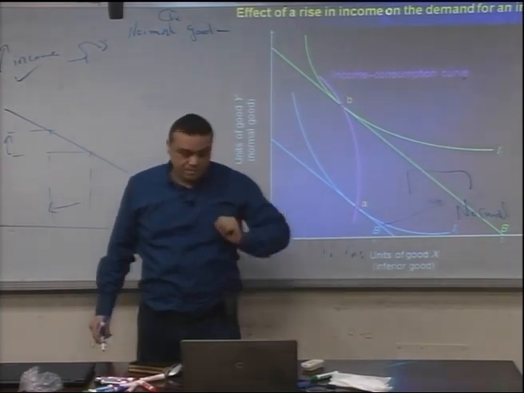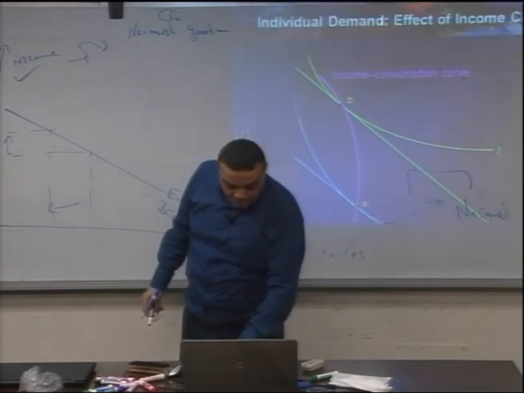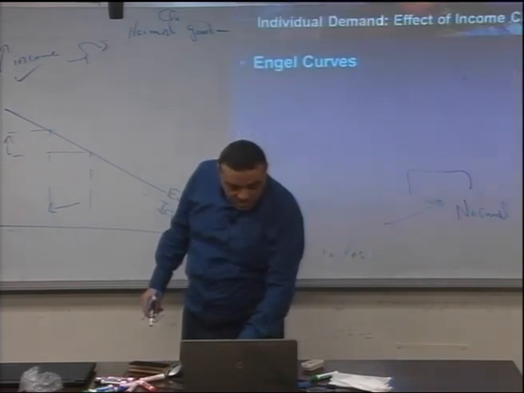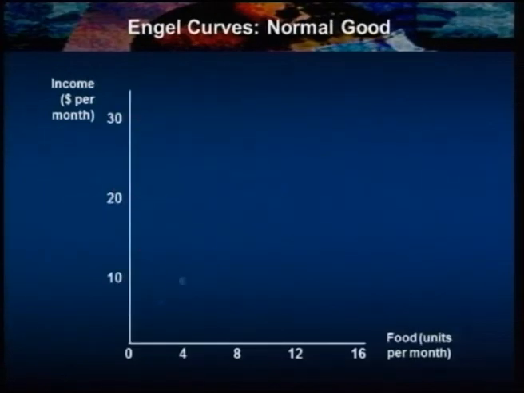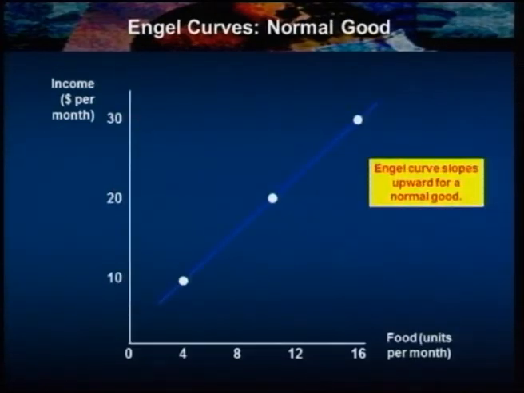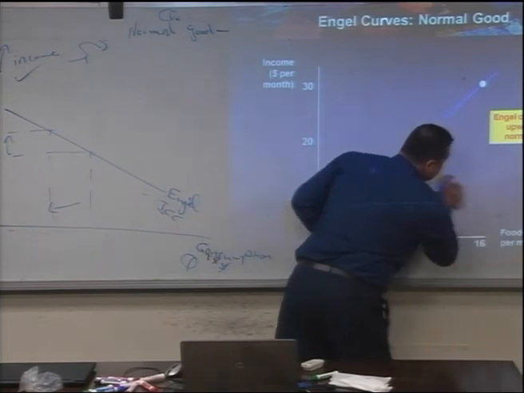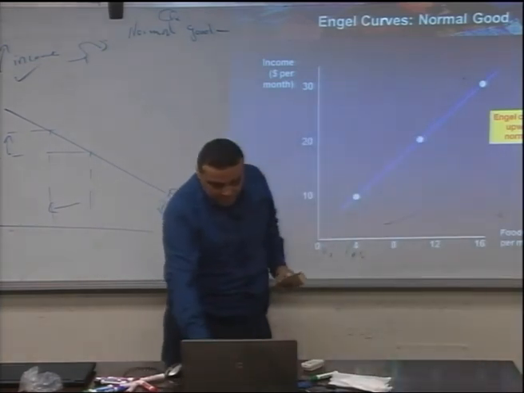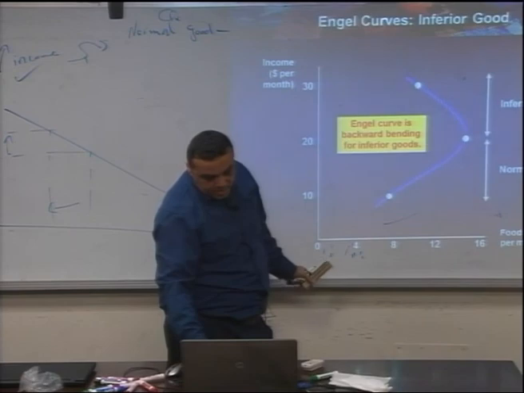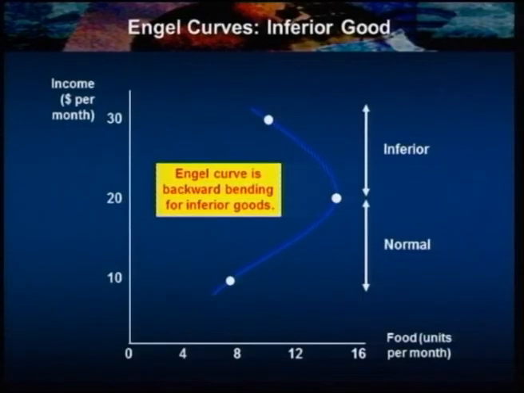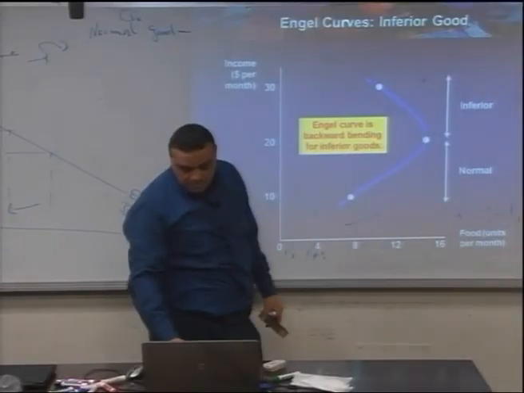Okay. Let's go to here. As you see, this is the income consumption curve when we have a normal good. It has an upward slope, and this is for normal goods, and for inferior goods this is the income consumption curve, okay?